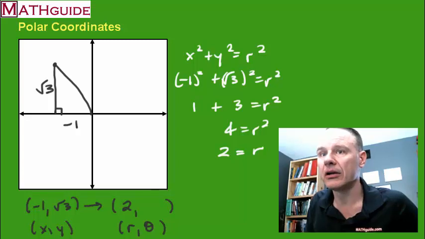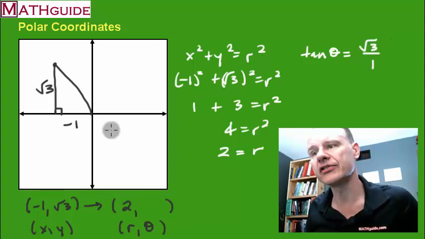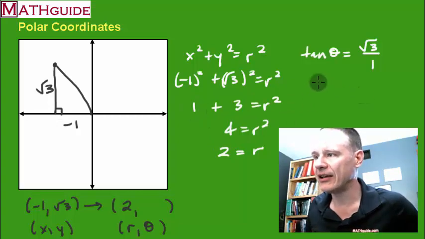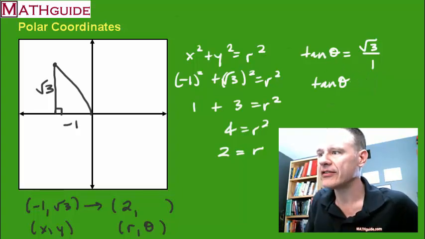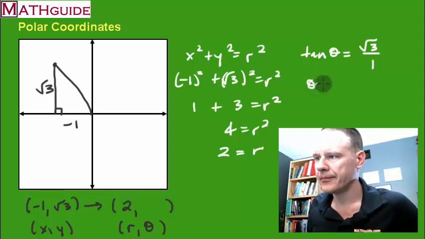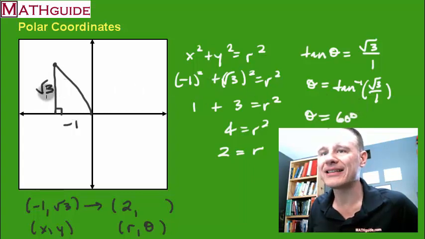Okay, now let's get the angle. So if we're going to do the angle, again, we use the tangent. So the tangent of theta is going to be opposite over adjacent. Now I'm using positive values. There's a reason why I'm doing that, because when I take the inverse tan it is going to give me a positive angle. Oops, I can't talk and write at the same time. Okay, so it's going to give me a positive angle. So in other words, punch this into the calculator and it gives me 60 degrees.